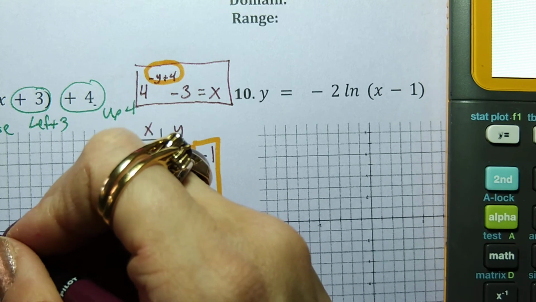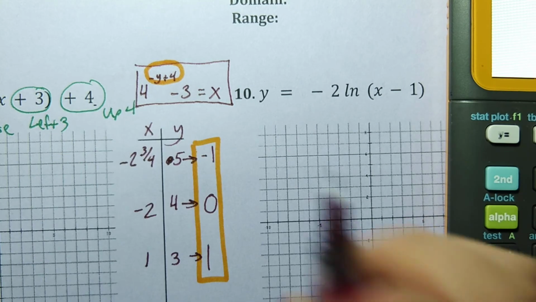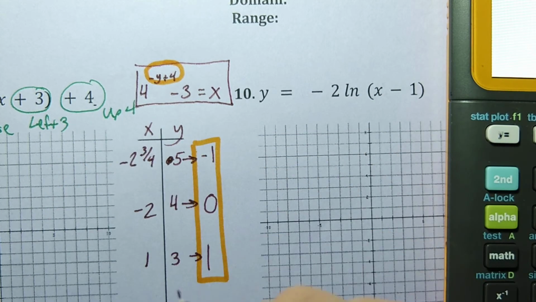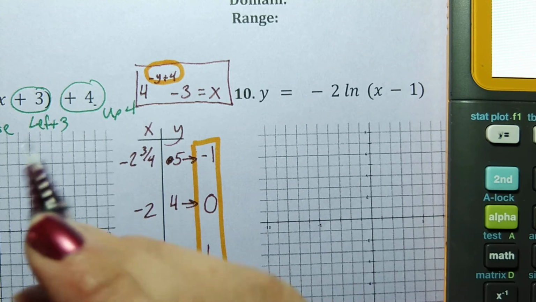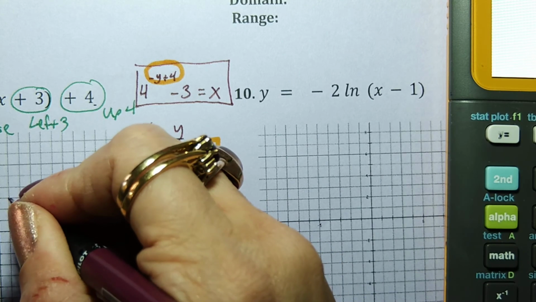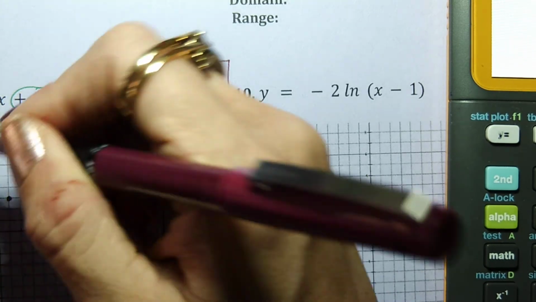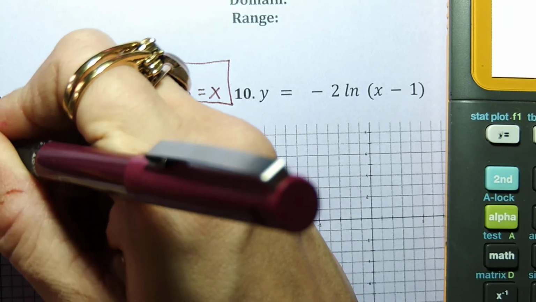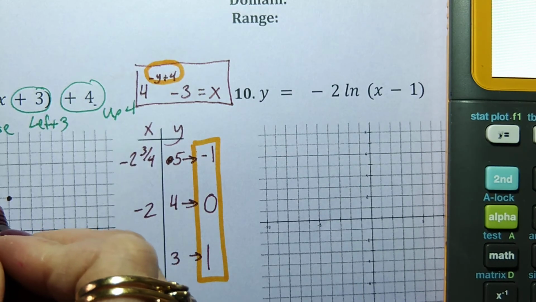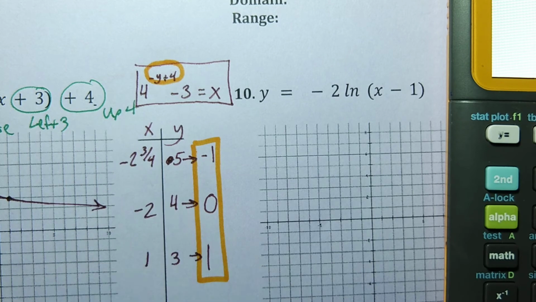Then negative 2, up 4, and then 1, 3. So curving up towards the asymptote this way, and then curving outward. Domain, x is greater than negative 3, or negative 3 to infinity. And then the range, all real numbers.